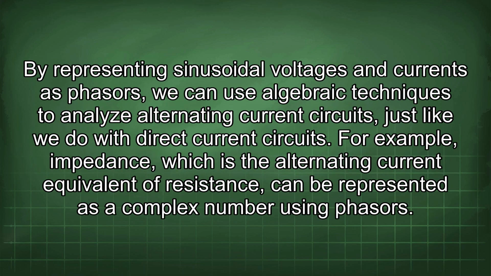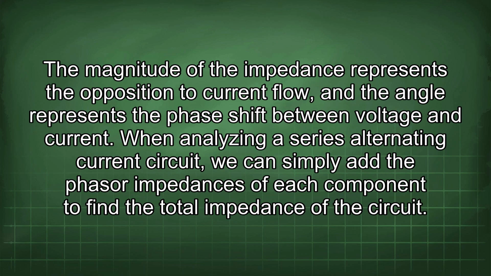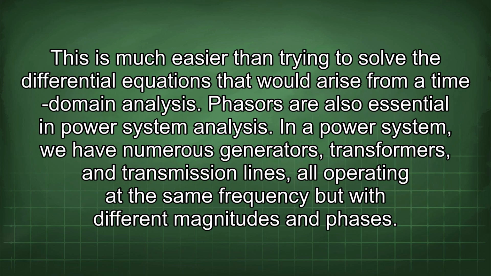By representing sinusoidal voltages and currents as phasors, we can use algebraic techniques to analyze alternating current circuits, just like we do with direct current circuits. For example, impedance, which is the alternating current equivalent of resistance, can be represented as a complex number using phasors. The magnitude of the impedance represents the opposition to current flow, and the angle represents the phase shift between voltage and current. When analyzing a series alternating current circuit, we can simply add the phasor impedances of each component to find the total impedance of the circuit. This is much easier than trying to solve the differential equations that would arise from a time-domain analysis.